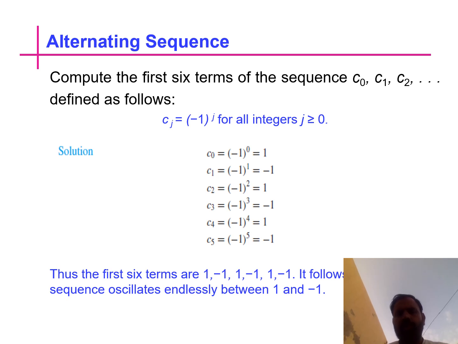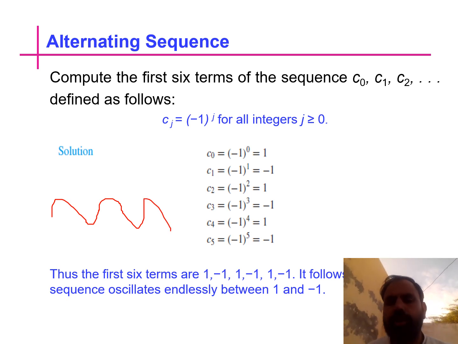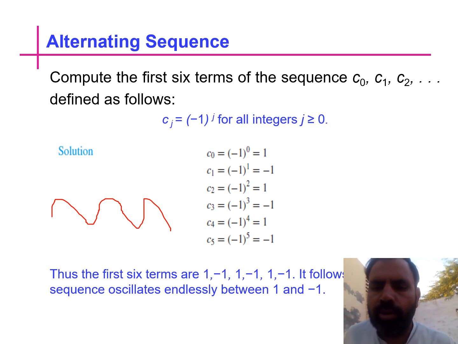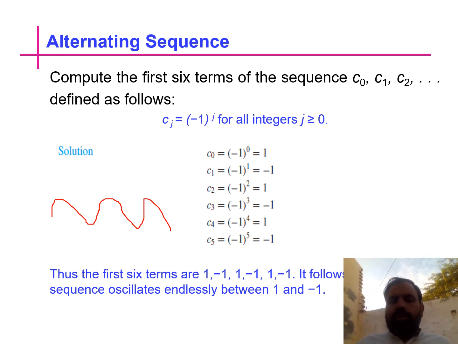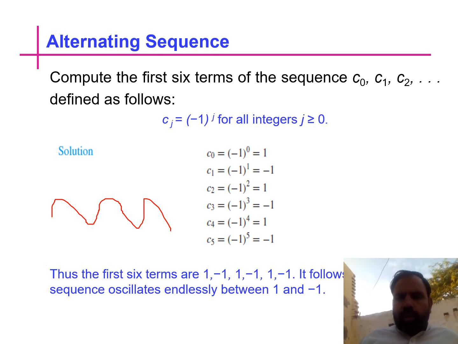It follows that the sequence oscillates endlessly between 1 and minus 1. So this sequence is like the oscillation between 1 and minus 1. For example, we can see the graph of the sine, which is also between 1 and minus 1.